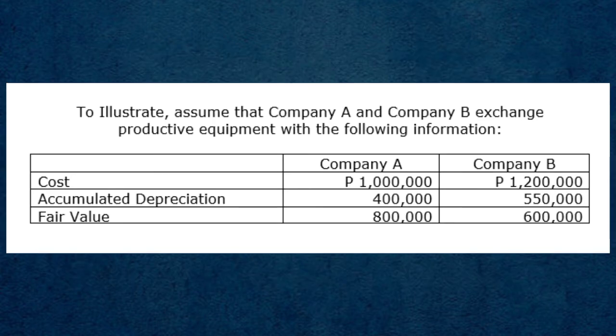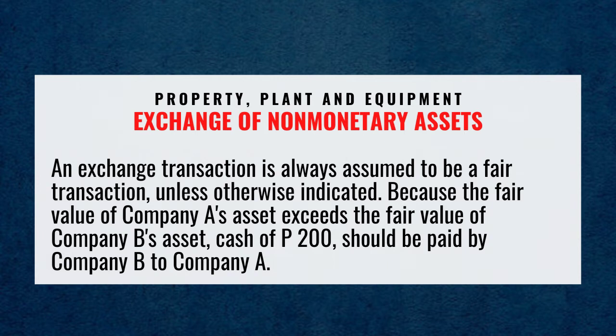To illustrate, assume that Company A and Company B exchange productive equipment with the following information. Cost: Company A, 1 million pesos; Company B, 1,200,000 pesos. Accumulated depreciation: Company A, 400,000 pesos; Company B, 550,000 pesos. Fair value: Company A, 800,000 pesos; Company B, 600,000 pesos. An exchange transaction is always assumed to be a fair transaction unless otherwise indicated, because the fair value of Company A's asset exceeds the fair value of Company B's asset. Cash of 200,000 pesos should be paid by Company B to Company A.